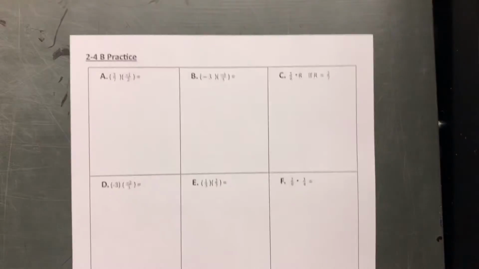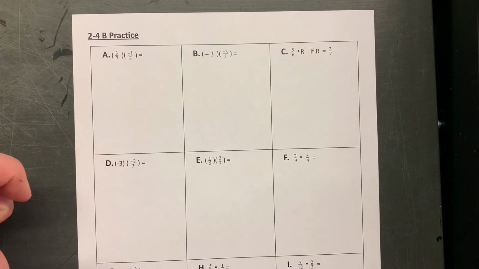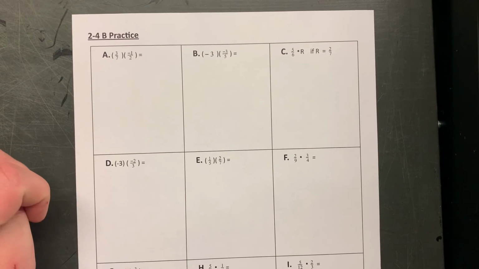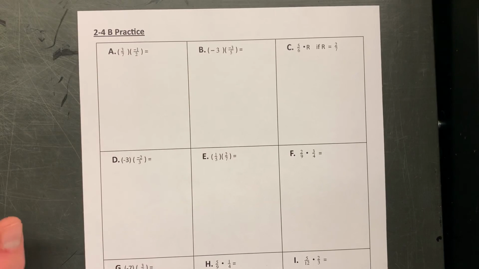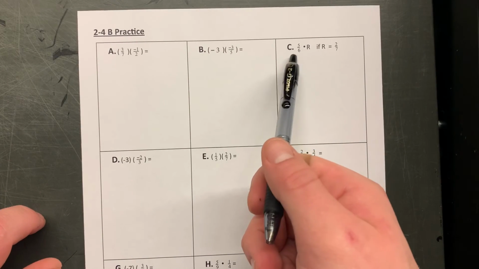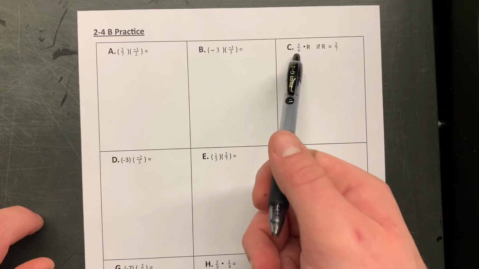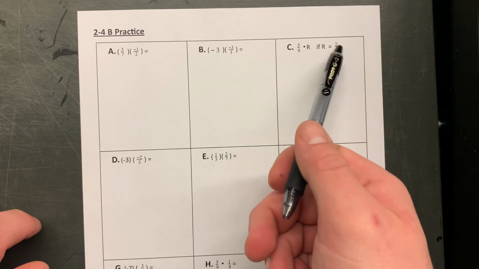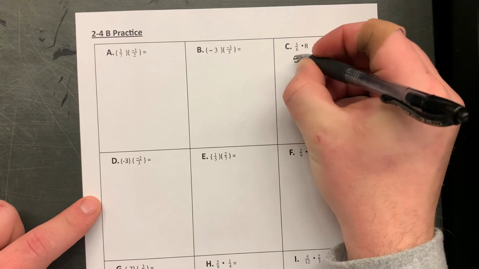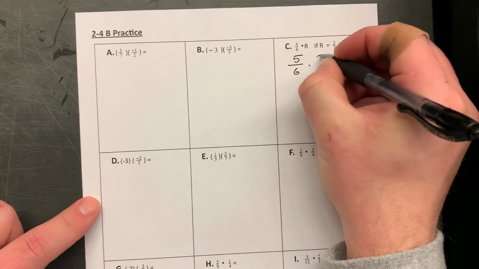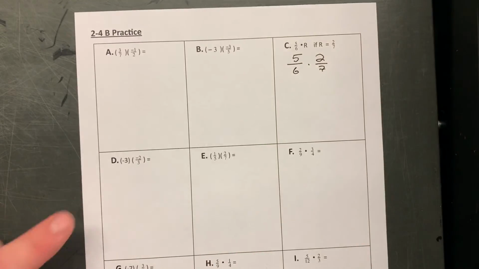So today, for your practice problems, making sure we're multiplying across the top, across the bottom. If it's two positive numbers or two negative numbers, we're going to have a positive answer. If we have a positive and a negative, we know this is going to be a negative answer. Anything like this for us, when it says 5 over 6 times r, we just plug in what we have here. So this is actually just going to be 5 over 6 times 2 over 7.